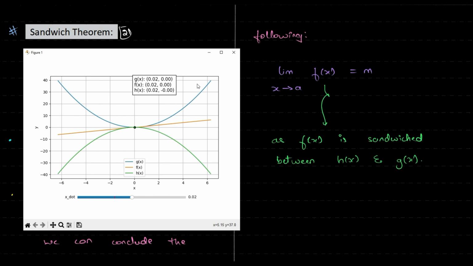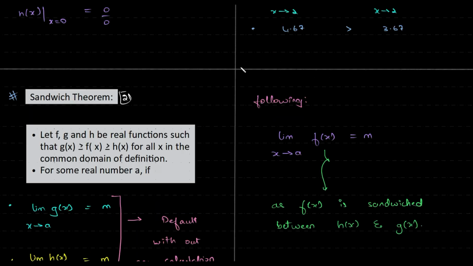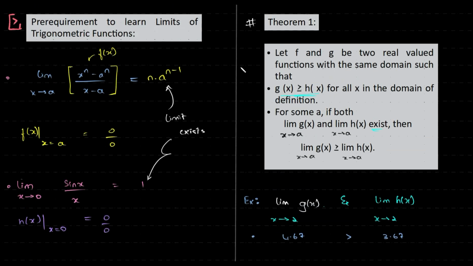Okay, so this is your sandwich theorem. The value of f of x is sandwiched between the first, g of x, and the second, h of x. If g of x and h of x have the same output for a particular input, then f of x will also take up the same value. This is the theorem. So now you guys can pause and have a look at the following things.